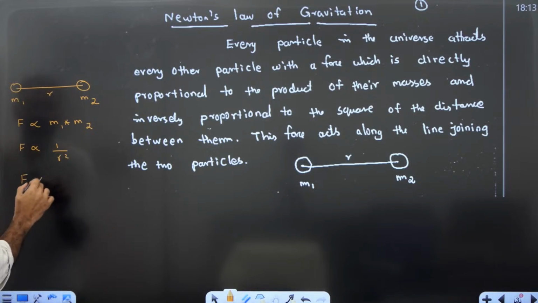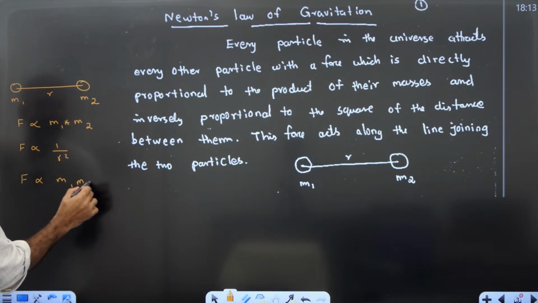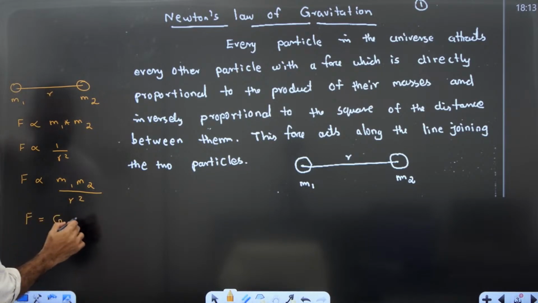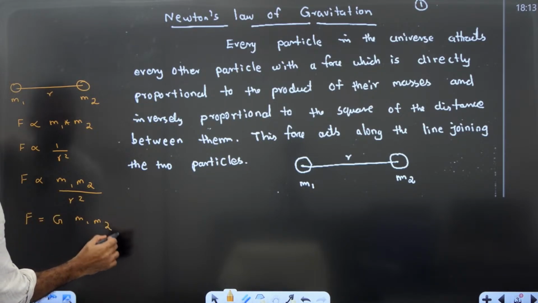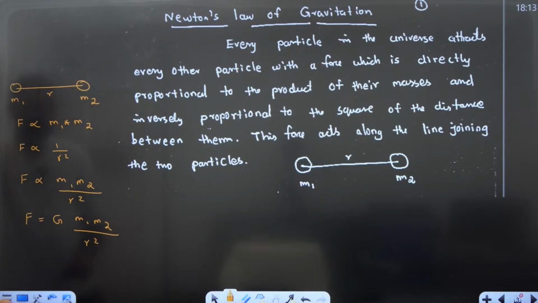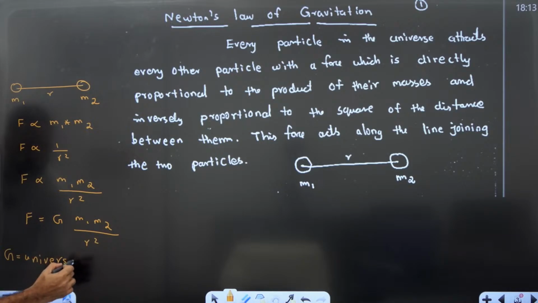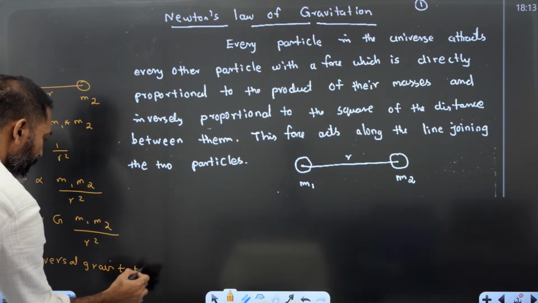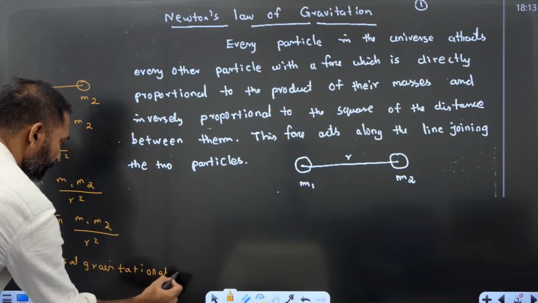So F is directly proportional to m1 m2 by r square. F is equal to G m1 m2 by r square. What is G? Universal gravitational constant.